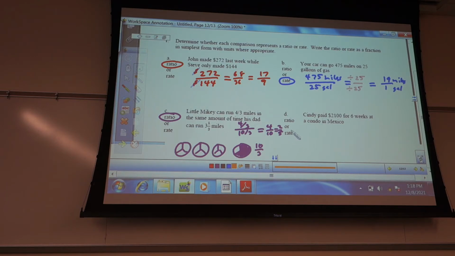First of all, is it a ratio or a rate? Rate. Okay, someone's writing in there. And then did everybody get it? See that? $350 for 1 week. That's honestly not that bad.